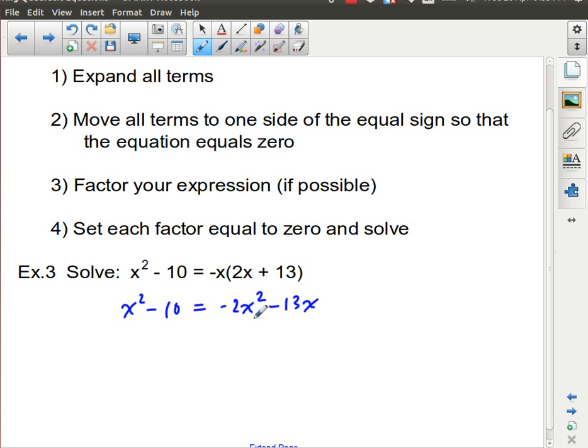Okay, so now we want to move everything to the same side. I think I'm going to move everything to the left side because that will make my x squared terms all positive. So I add 2x squared. This negative 2x squared becomes positive 2x squared, so x squared plus 2x squared becomes 3x squared. Negative 13x comes over here and becomes positive 13x. And negative 10 just stays where it is, and that is equal to 0.